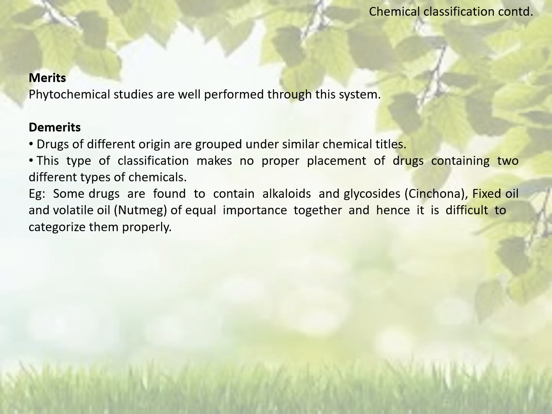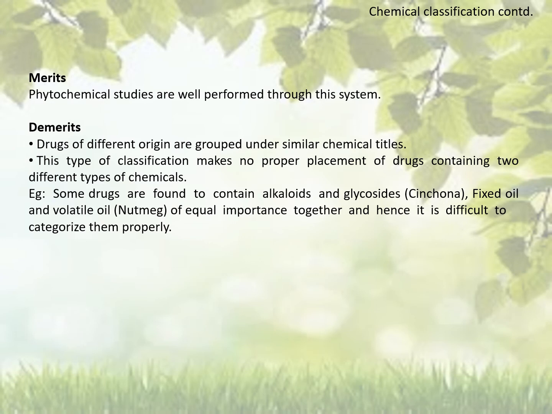Now, merits and demerits of chemical classification. Phytochemical studies are well performed through this system. Chemical constituents in this classification are known. Medicinal uses are also known. Various disadvantages of this classification are: drugs of different origin are grouped together under similar chemical titles. This type of classification makes no proper placement of drugs containing two different types of chemicals.